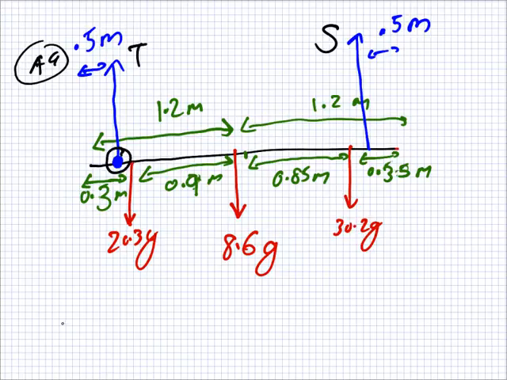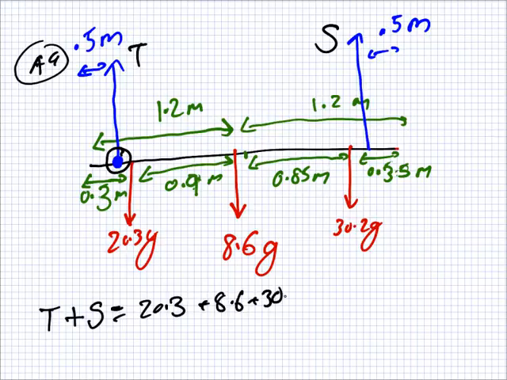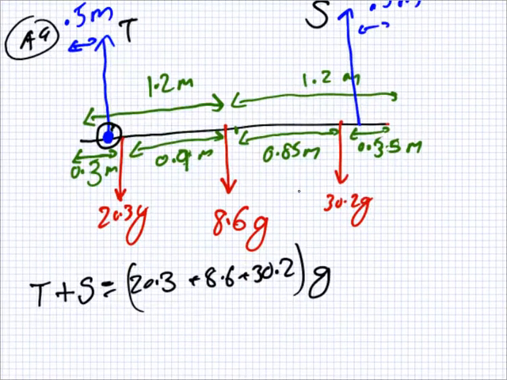So firstly, our up forces. They're finding A first. Oh, it doesn't matter, I don't care. They want T and S, so I'll just do T plus S. T plus S equals 20.3 plus 8.6 plus 30.2 G. Now let's make the turning force.